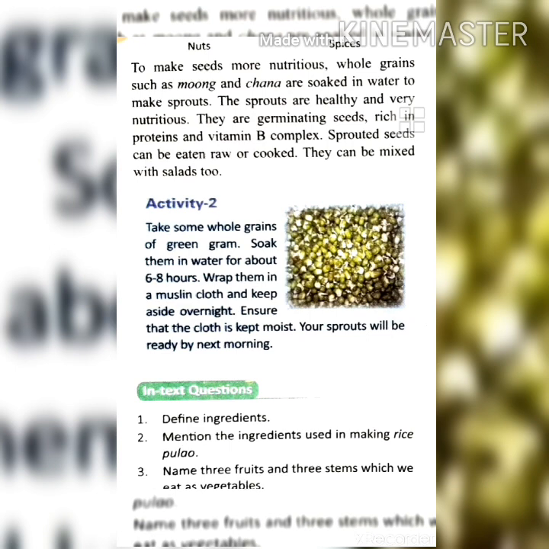Now many must be eating it, many must be liking it, and it must be someone's favorite as well. Now they are germinating seeds. Here it's written germinating seed. That means they are growing, and if you want to grow that desired plant, you can put this germinating seed in the soil and the plant can grow out of it.